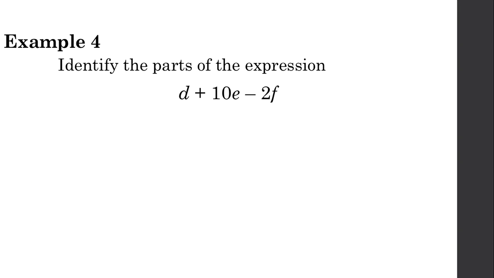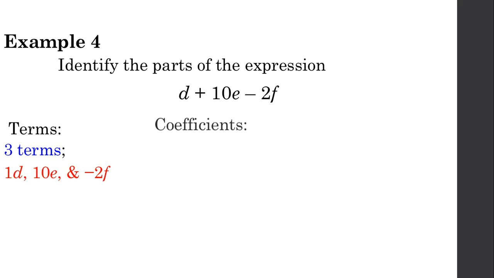Our final example for this part of the lesson, we have d plus 10e minus 2f. So once again, we have terms that are separated by both a plus sign and a minus sign. So our 3 terms are 1d, again that invisible 1 that we don't always see, a 10e, and a negative 2f.